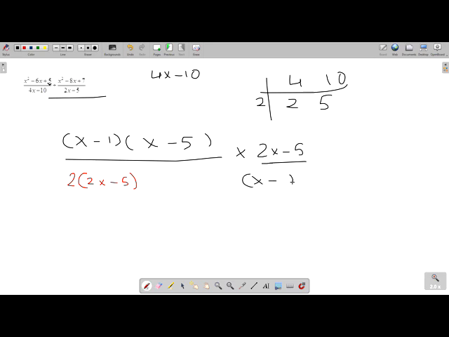X minus. In this case, it's 1 and 7. Okay, so now we're going to start cancelling. X minus 1, 2x, 2x minus 5. So it's going to be 2x minus 7.